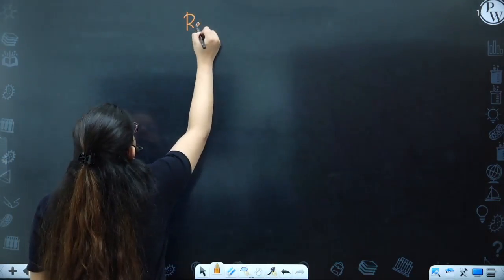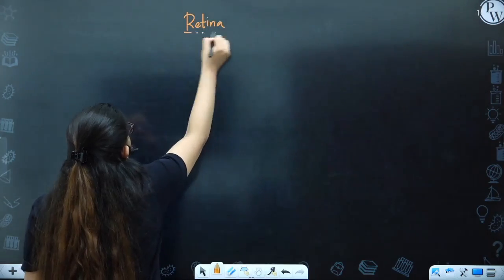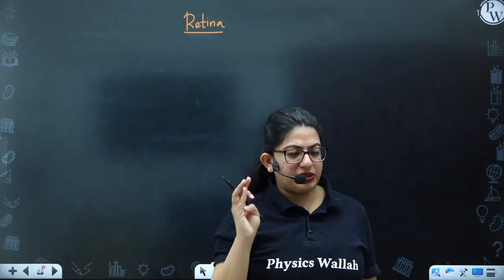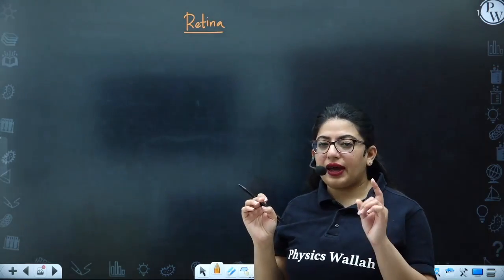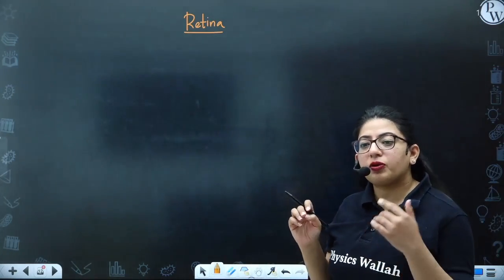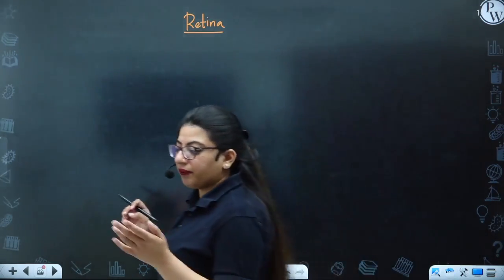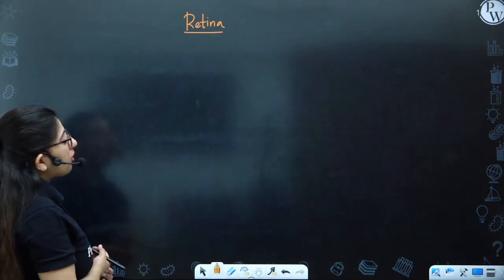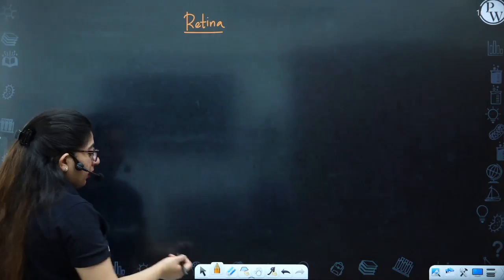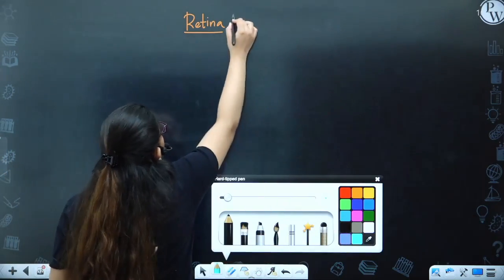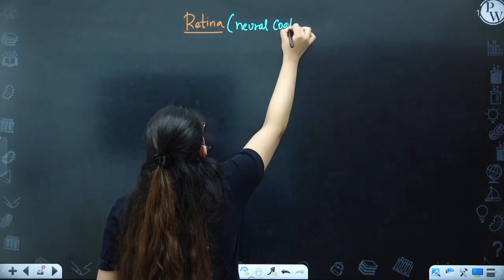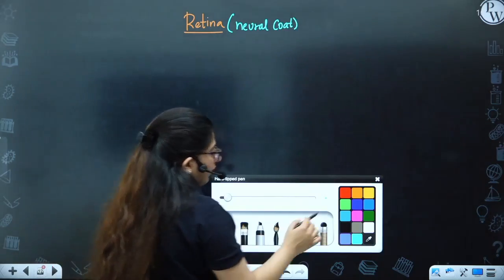If I talk about the retina, I have named the sclera as the fibrous coat because it has a lot of fibers. I called the choroid the vascular coat because it has a lot of blood vessels. Now let's talk about the retina. The retina is known as the neural coat because it is basically related with neurons. So what is the structure of the retina?